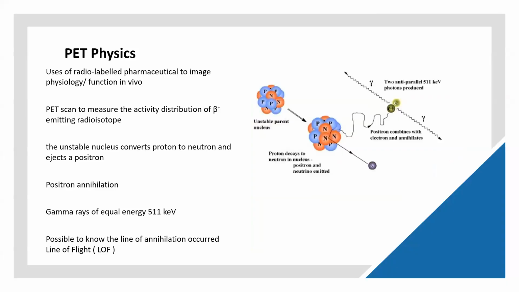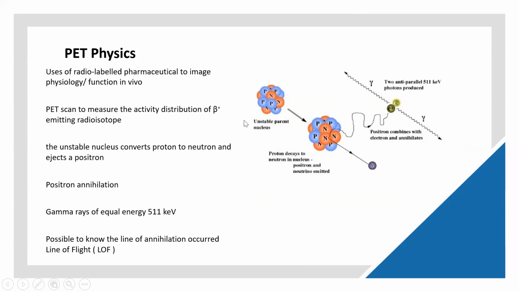So now we have the PET tracer. The PET tracer we are using is a radio-labeled pharmaceutical used to image physiology and function in vivo. And the PET scan measures the activity distribution of beta emitting radioisotope.